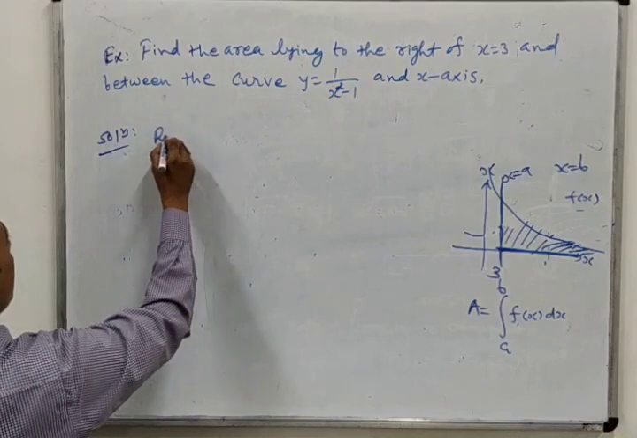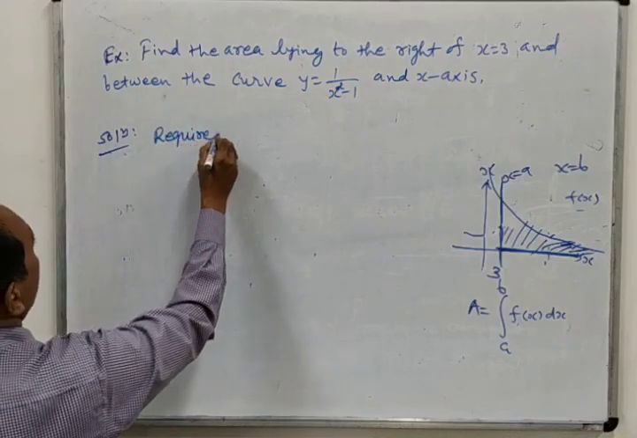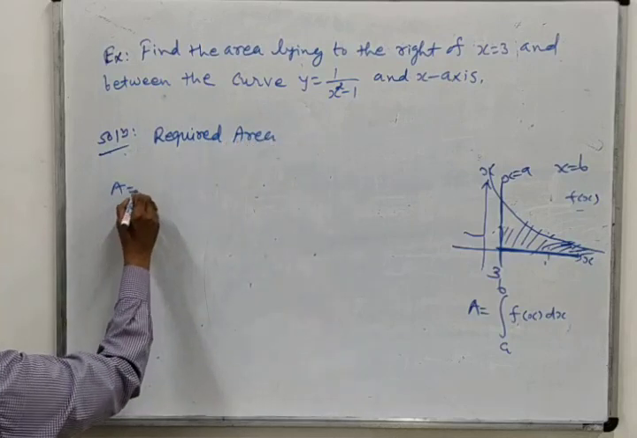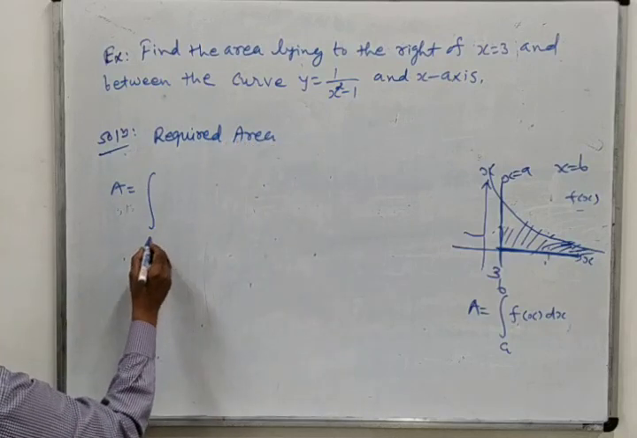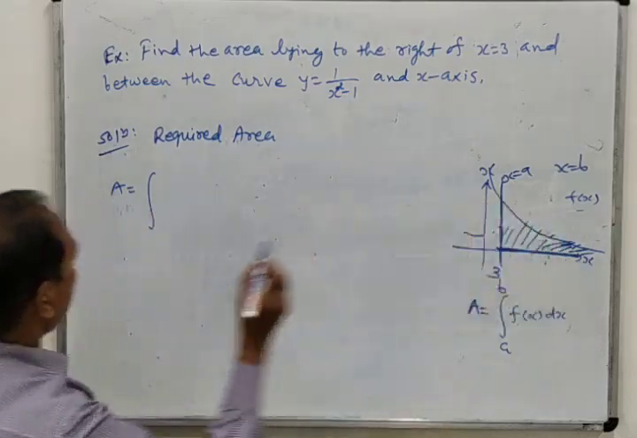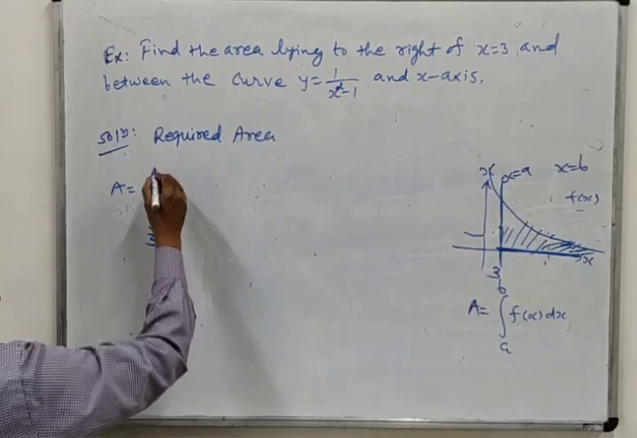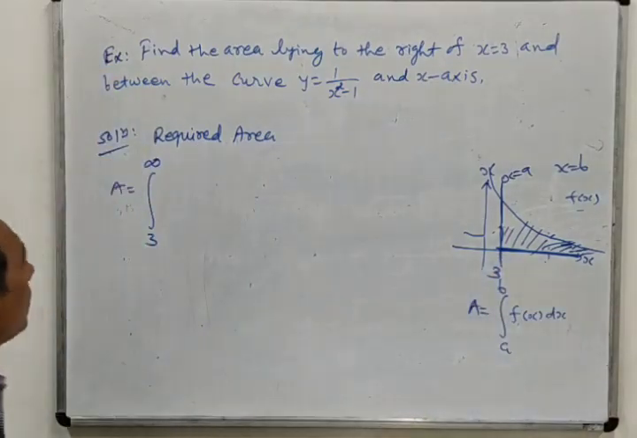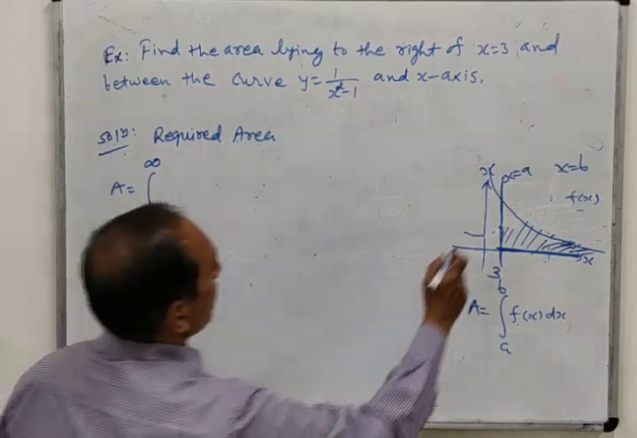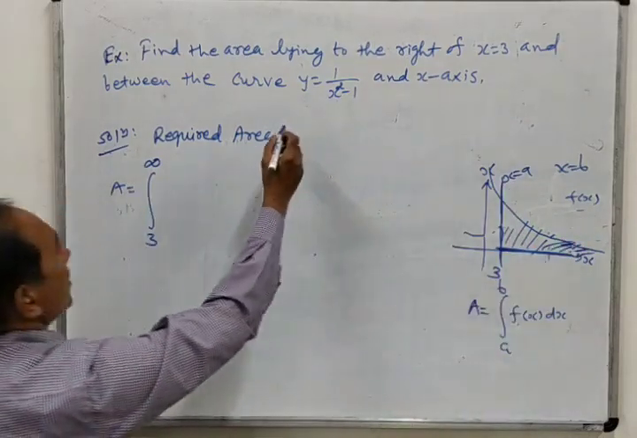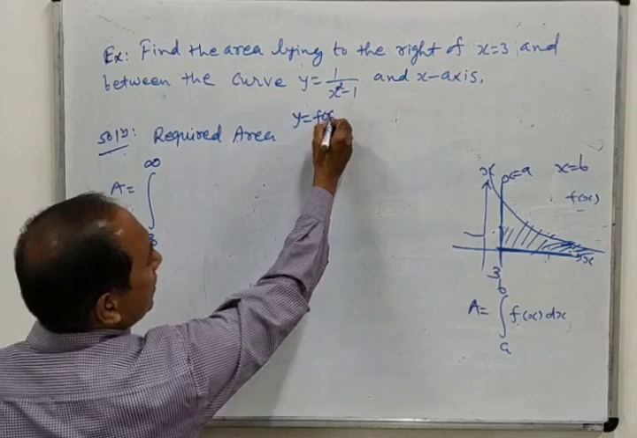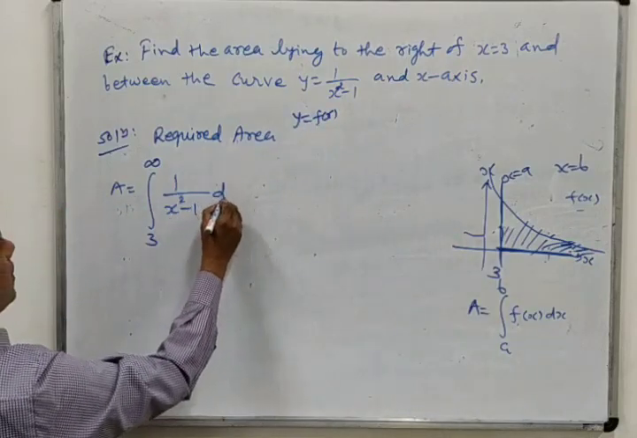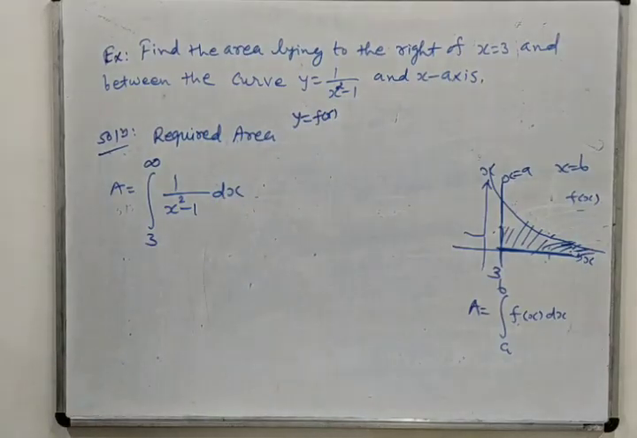So the required area A equals the integral. See, the lower limit is 3 and there is no boundary on the right hand side. That means the value of x extends up to infinity. And what is the curve above? f(x), where y equals f(x) here. So it is the integral of 1 upon x square minus 1 dx. Okay, so this is the area.